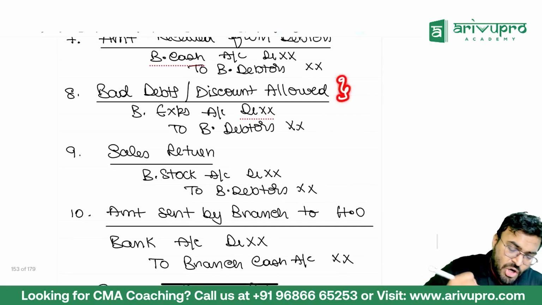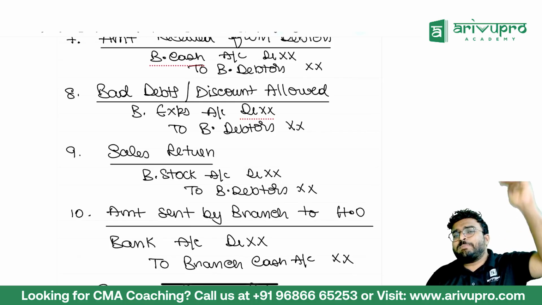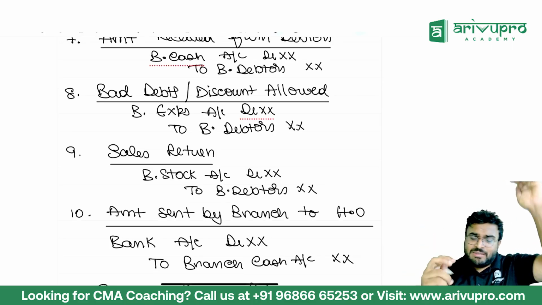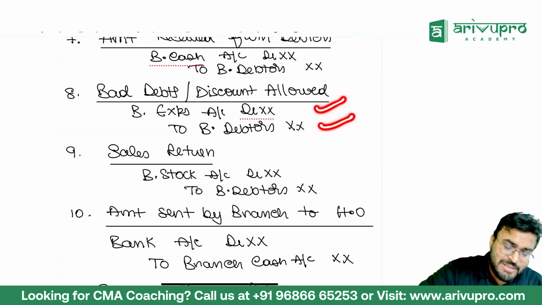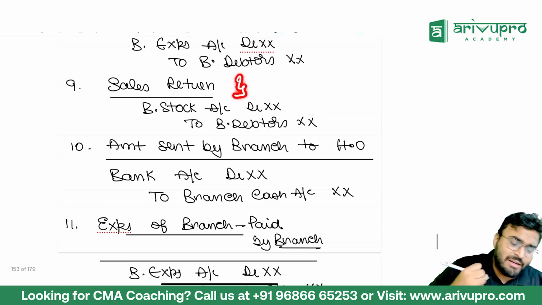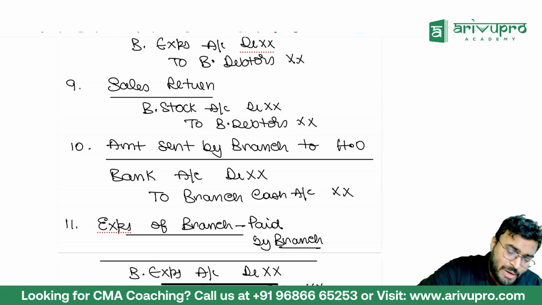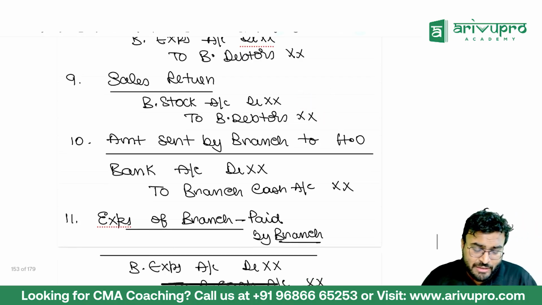Okay, bad debts or discount allowed. If there is bad debts or discount allowed, branch expenses increases and branch debtors decreases. So branch expenses account debited to branch debtors. Sales return: if there is a sales return, then branch debtors decreases and branch stock increases. So branch stock account debited to branch debtors.